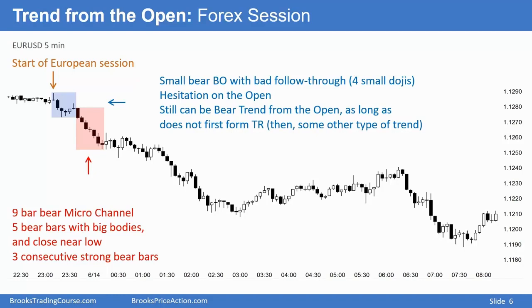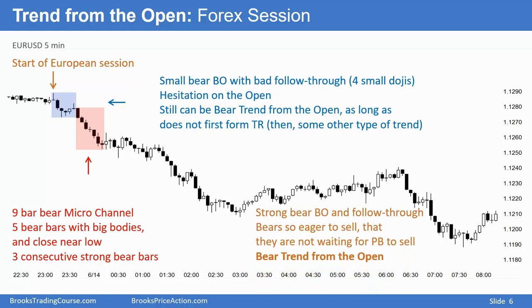Do you want to call this a trend from the open bear trend? Here's the start of the US session. You can. I would simply call it a tight channel bear trend or a breakout on a higher time frame chart. In any case, it's a strong enough trend. 9-bar bear microchannel, several strong bear bars. The odds are we're going at least a little bit lower.